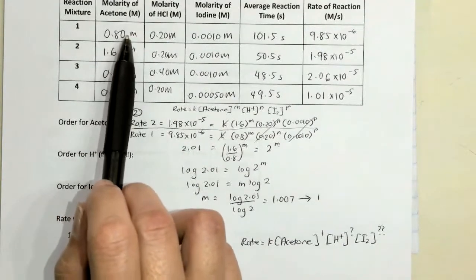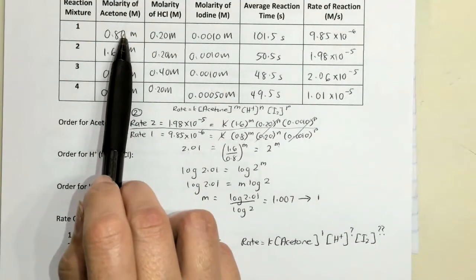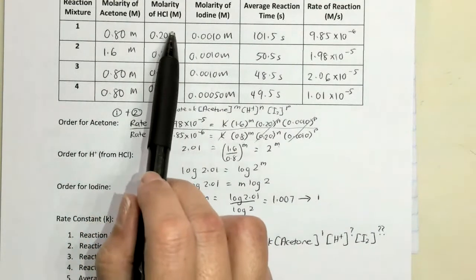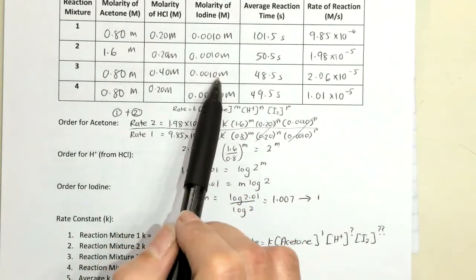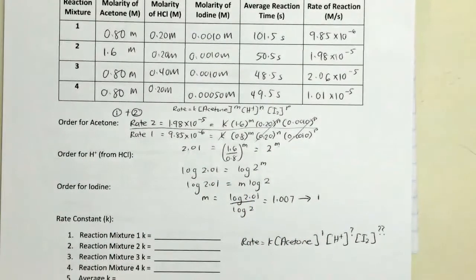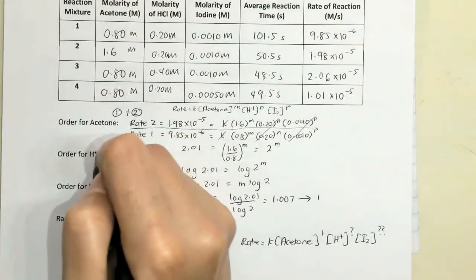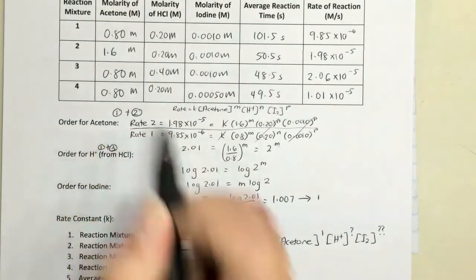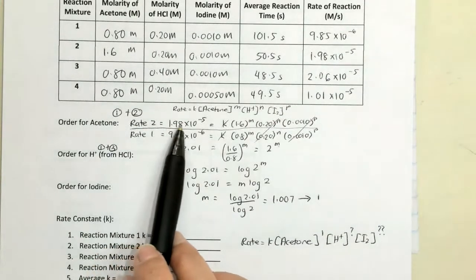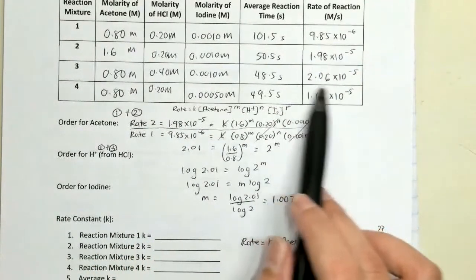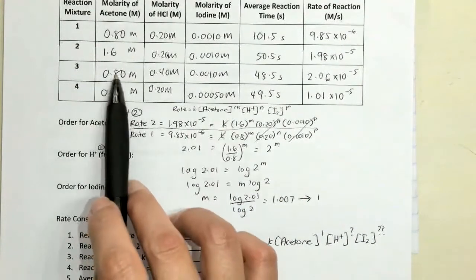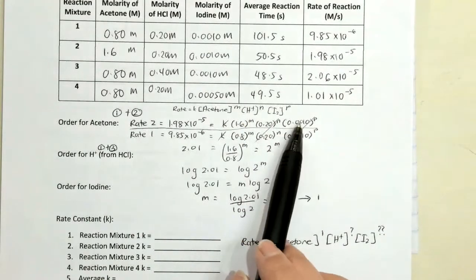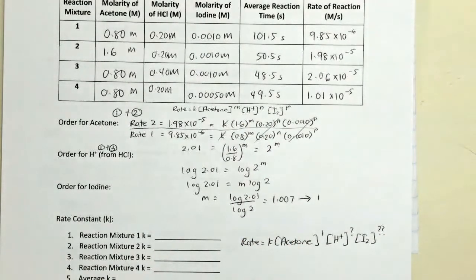Let's do 1 and 3. Let's take a look. 1 and 3, so this one's constant, 0.8 to 0.8, that's good. HCl, is it changing? Yes, 0.2 going to 0.4, that's good. And is my iodine constant? Yes. So I would use lines 3 and 1 for HCl. I would do that. And I would just write rate 3, with the rate here, 2.06 times 10 to the minus 5. And then I write the K, and then I put in the molarities of all my reactants for my line 3 right there. So let me go ahead and switch pages.